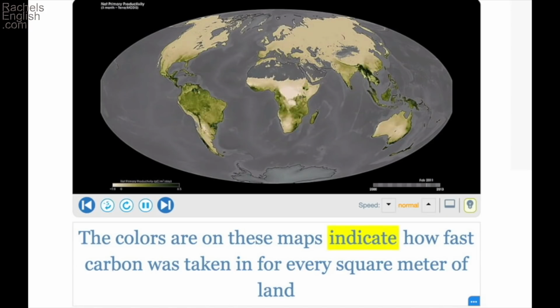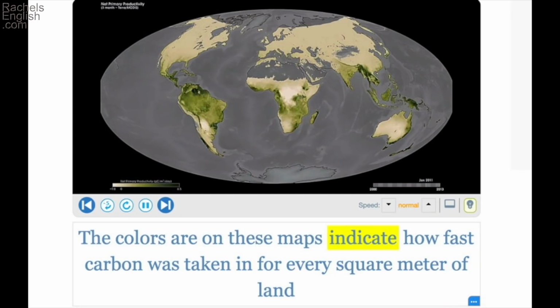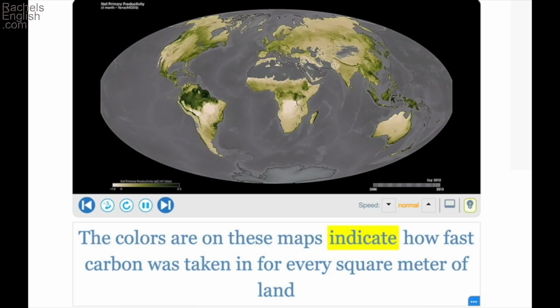Another example. The colors on these maps indicate how fast carbon was taken in for every square meter of land. The colors indicate. The colors show or illustrate. Indicate is a great word to use when you need to explain a graph, an image, or any set of data. What does the information indicate? What does it teach us? The colors on these maps indicate how fast carbon was taken in for every square meter of land.